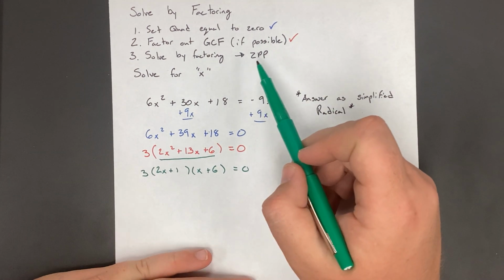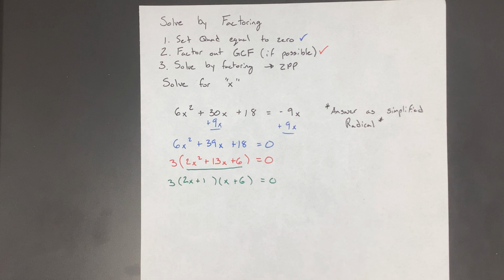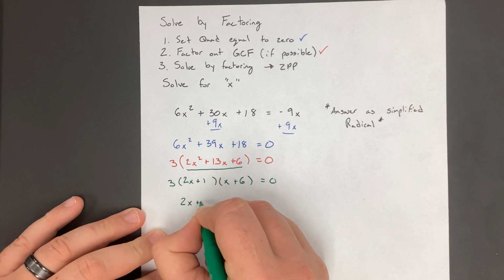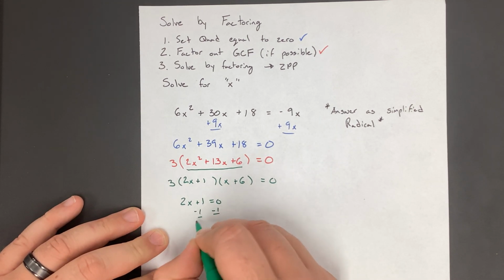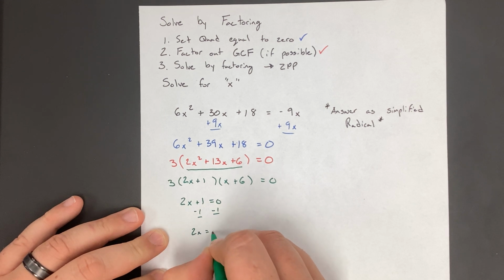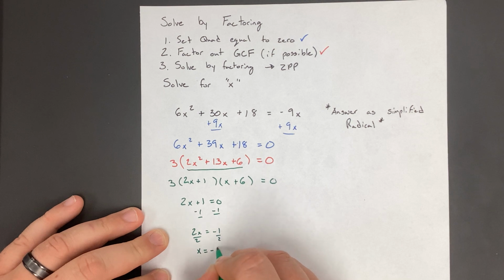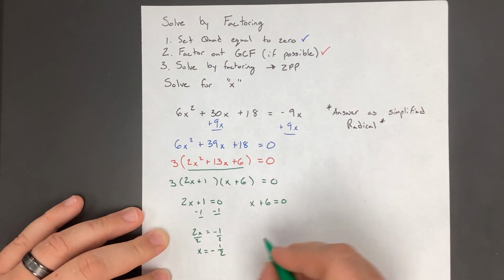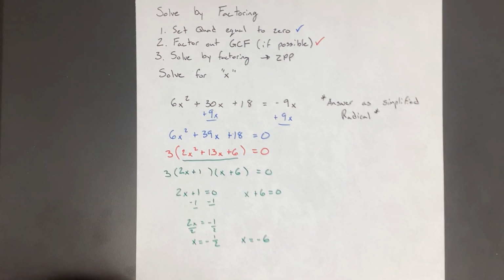And then the last step is our zero product property, where I take all of the factors, all the things being multiplied together that have x in them, set them equal to 0, and then solve. So I have this 2x plus 1. I'm going to take that 2x plus 1, set it equal to 0, and solve for x. So x is going to be equal to, because I'm going to divide by 2 on both sides, negative 1 over 2. And then when I have x plus 6 is equal to 0, I know that x equals negative 6 is going to be the solution.